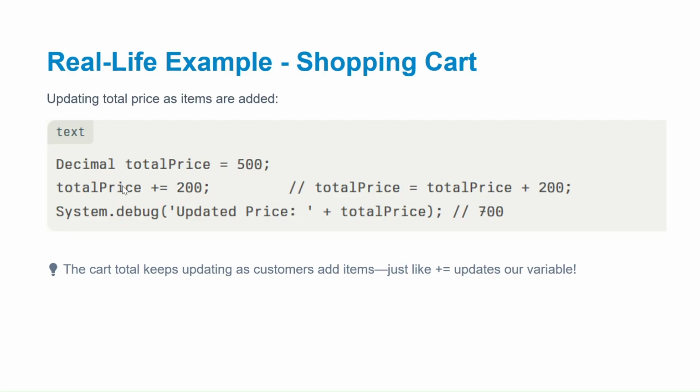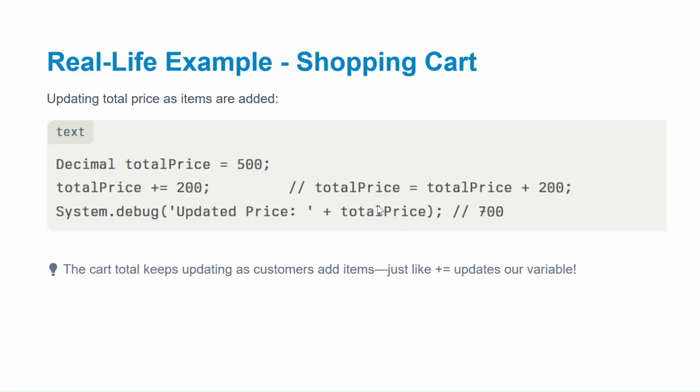variable. So what it will do is, whatever the price is present in totalPrice, that is 500, it will add 200 to it, and whatever the answer is, it will assign that answer back to the totalPrice variable. That means 500 plus 200, 700 will be assigned to totalPrice. And if we try to debug this, that means if we try to print this, 700 will be printed.